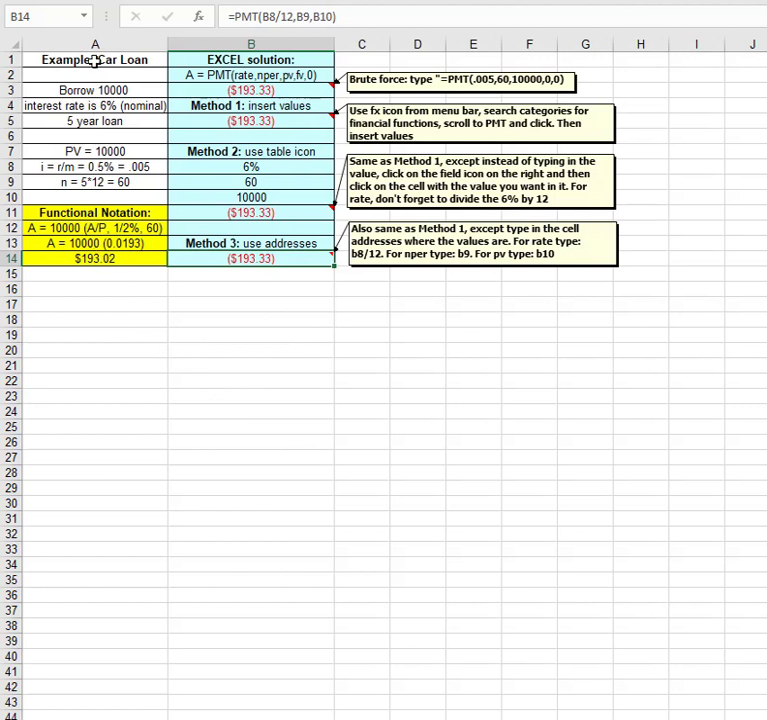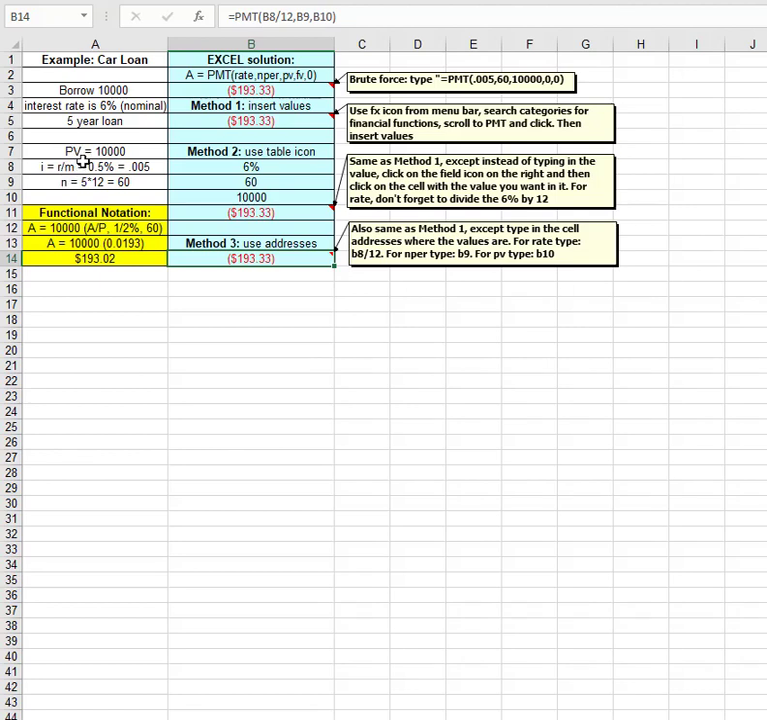So for the car loan, for an example, we're going to borrow $10,000, and the annual nominal interest rate is 6%. This is not an annual percentage rate. It doesn't have compounding figured into it. This is the nominal interest rate, R. It's a 5-year loan. It's monthly compounding.